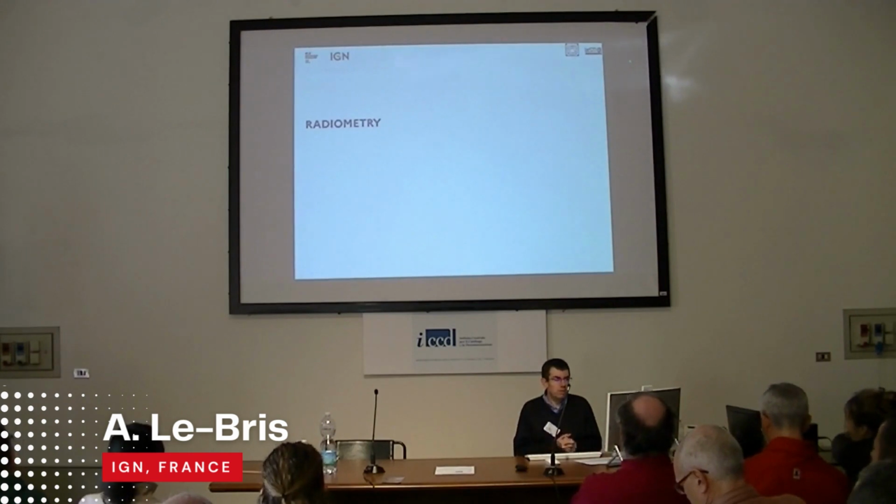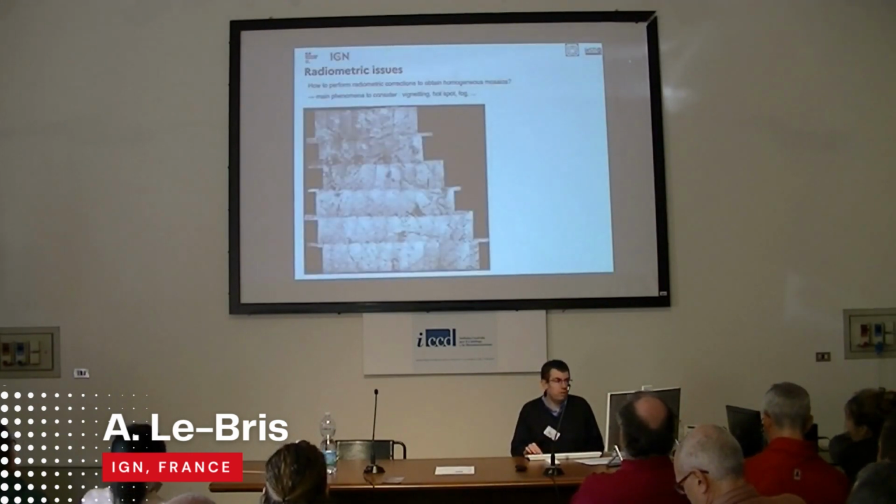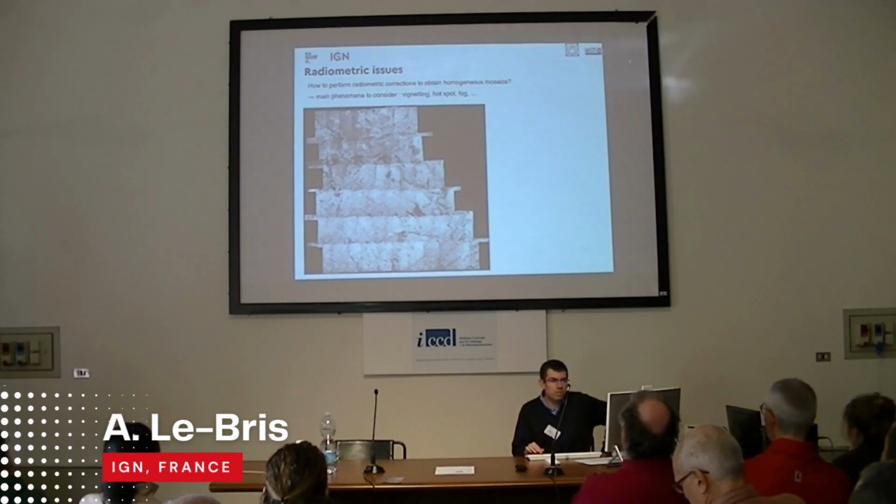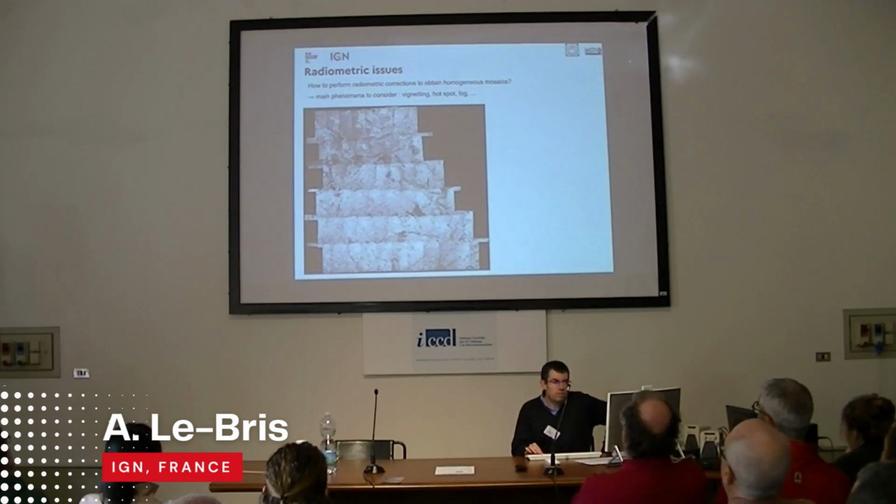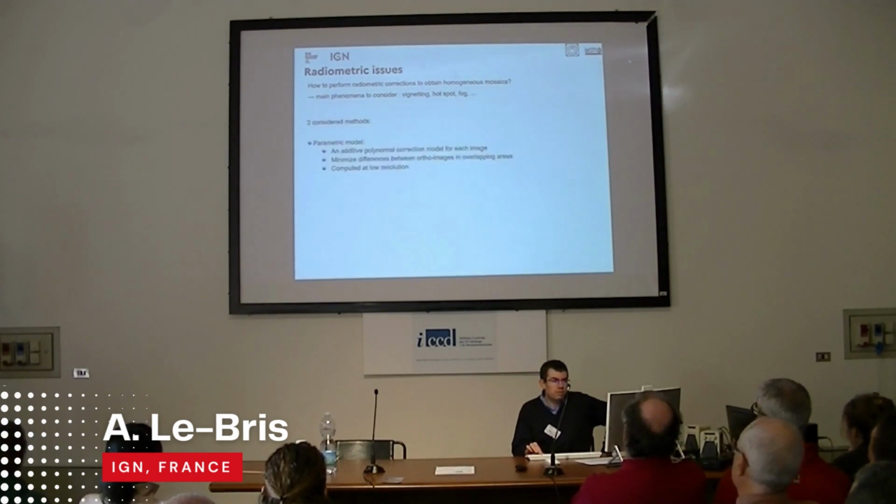So let's have a look at radiometric issues. Our problem is to be able to perform radiometric corrections to obtain homogeneous automosaics. So the phenomena we have to consider are a vignetting effect related to images, the hotspot related to acquisition conditions, and sometimes some slight fog effect.